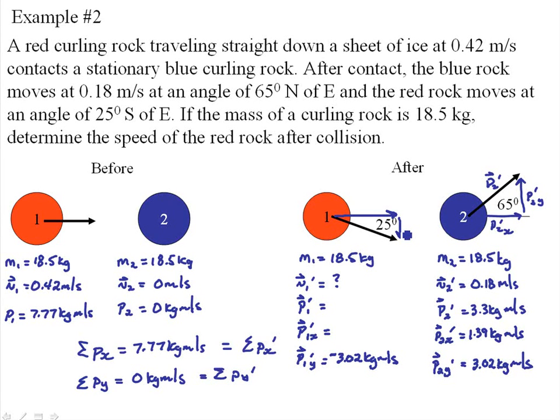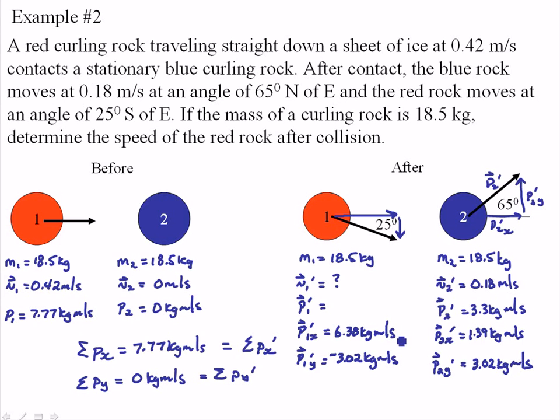So if I've got 1.39 accounted for, 7.77 minus that 1.395 should leave me with 6.375. I guess I should go 6.38 kilogram meters per second in the x direction. 6.38 plus 1.39 should give me 7.77. That's according to our conservation law.